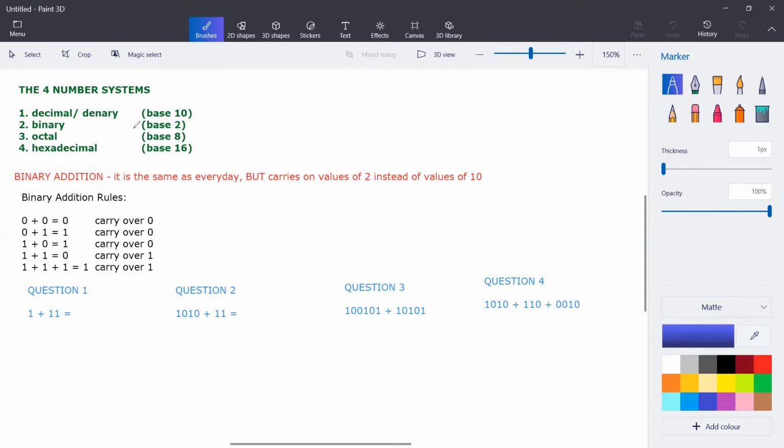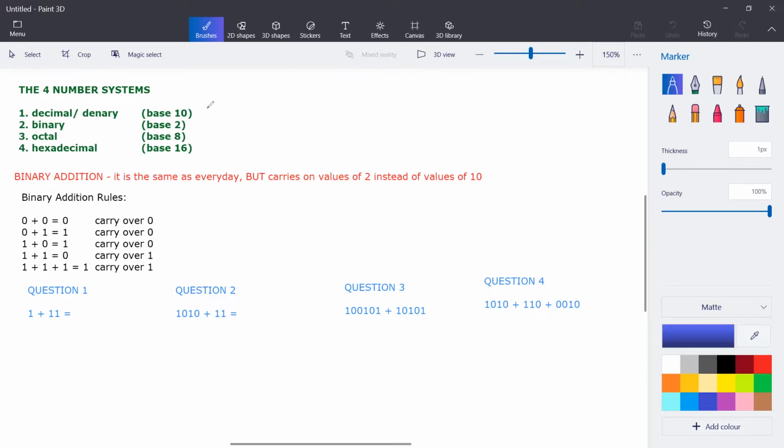And in this video, we are going to discuss number systems. So number systems, we basically have four: decimal number system, also called binary number system, octal number system, and hexadecimal. So decimal number system is a base 10 number system, okay? The one we normally use.